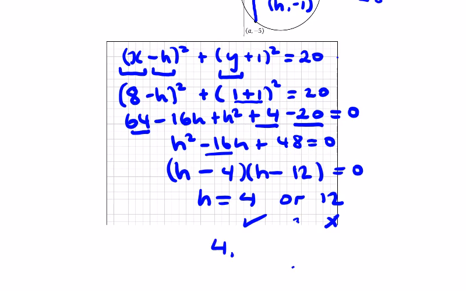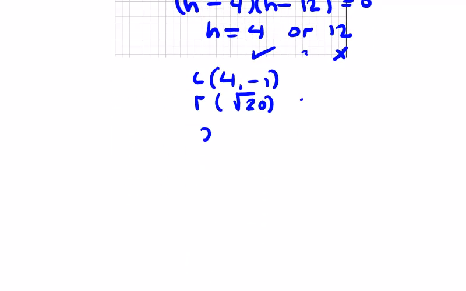So the center is 4, minus 1, and the radius is root 20. So the equation of this circle is going to be x minus 4 squared plus y plus 1 squared equals r squared, which is 20.